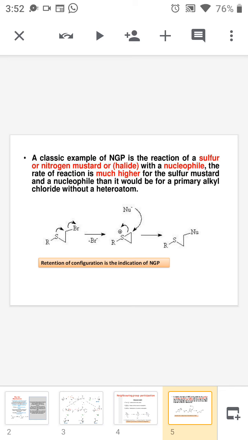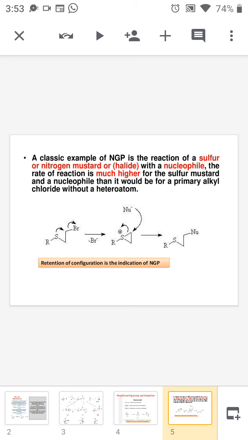The classical example of neighboring group participation is the reaction of sulfur, nitrogen or a halide with a nucleophile, and the rate of the reaction is much higher for the sulfur-containing substrate than it would be for a primary alkyl chloride without a heteroatom. See here in the example, the sulfur is situated at the beta position to the leaving group. Here the leaving group is bromine, and at the beta position there is a sulfur atom.